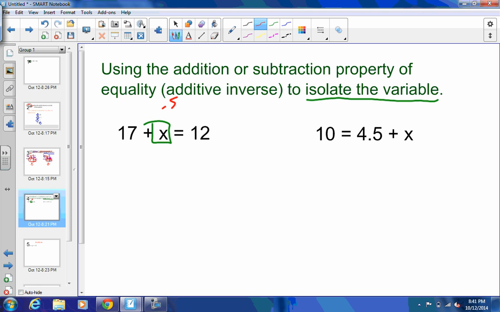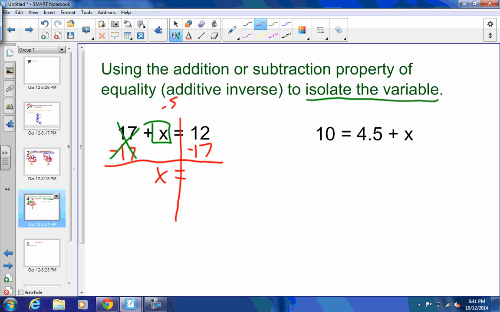So let's think. How do we get rid of a positive 17? Well, since this is addition here, we can subtract 17 from the left side. But remember, what you do to the left, you must do to the right to keep it in balance. Minus 17 there. You end up with x on this side because, once again, these cancel out. What are you left with on the right side?